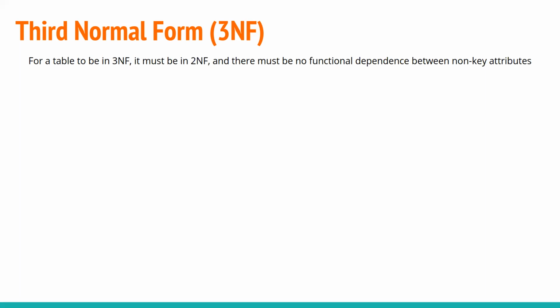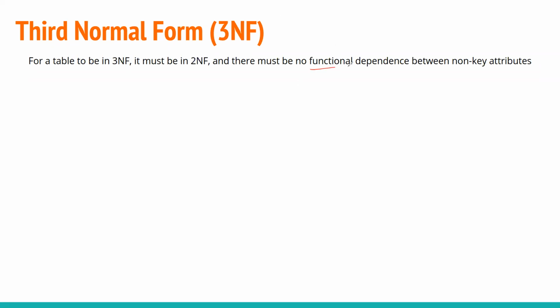For a table to be in 3NF, it must be in 2NF. That is to say, either it mustn't have a composite key, or if it does have a composite key, everything in the table must be functionally dependent on the entire key. And there must be no functional dependence between non-key attributes.